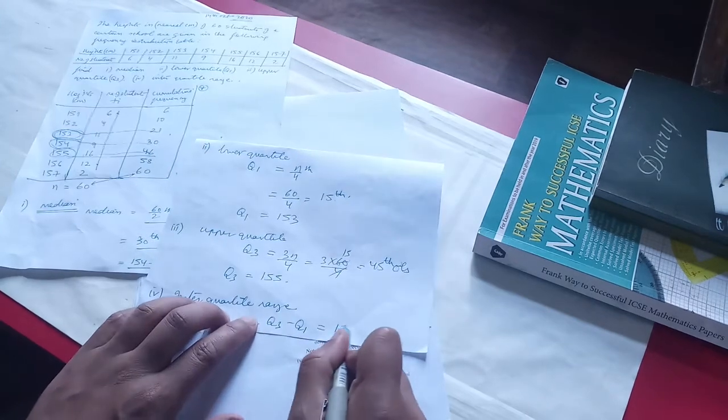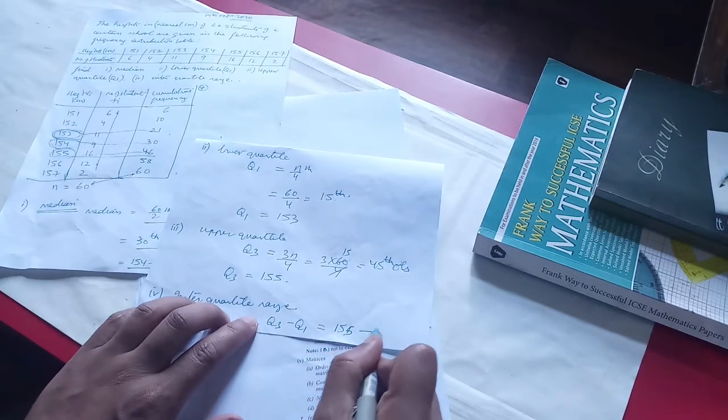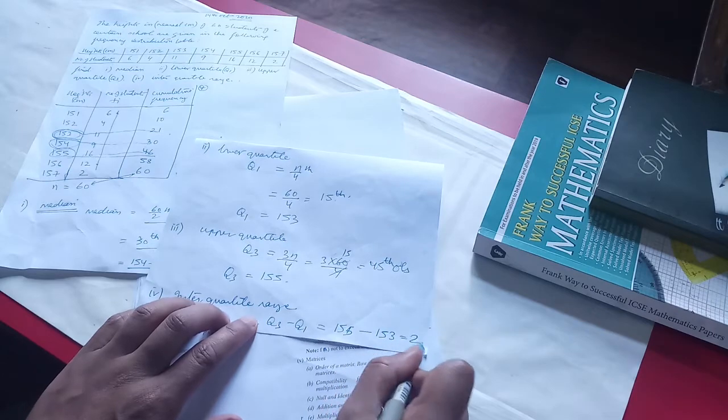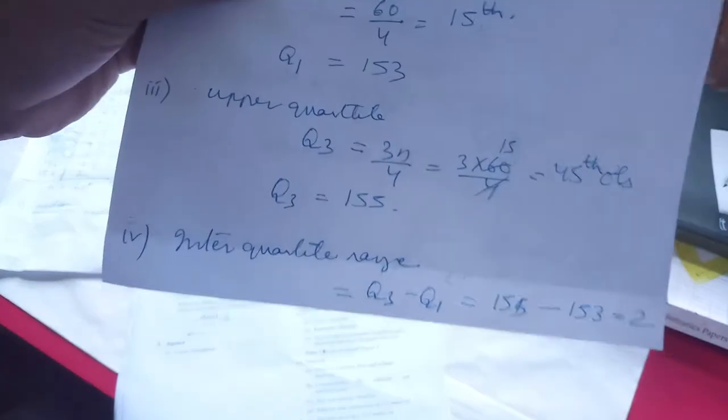What is upper quartile you got now? 155 minus 153. So interquartile range is 2. So this type of questions will be asked on the quartile.